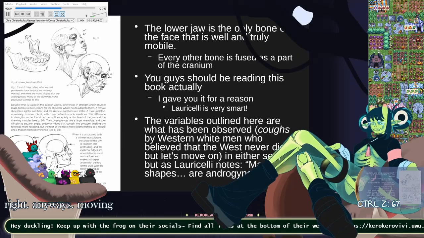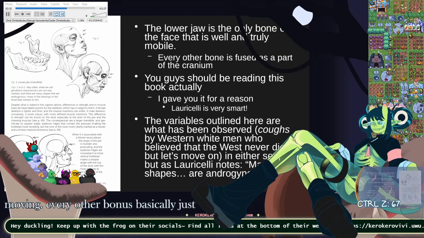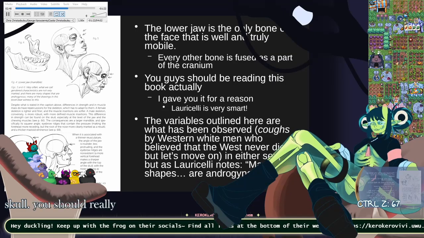Moving on from that, the lower jaw, your mandible, is the only bone on your face that you really need to worry about drawing moving. Every other bone is basically just fused into your skull. You should really read this book, by the way. The variables outlined here are really important. I really like how the author of this book outlines how the different variables can change.